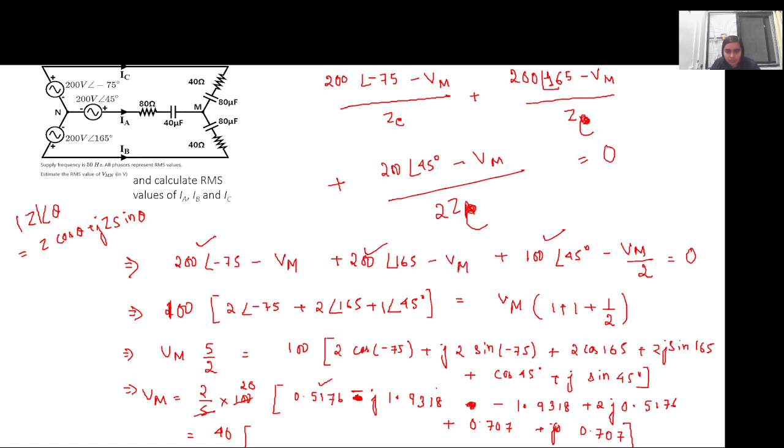So the j terms and the non-j terms we can separate out. We'll add up the non-j terms: 0.5176 minus 1.9318 plus 0.707. So this comes out to be minus 0.707. Plus j into, this term and this term, so it is minus 1.9318 plus 0.5176 plus 0.707. So this again comes out to be minus 0.707.